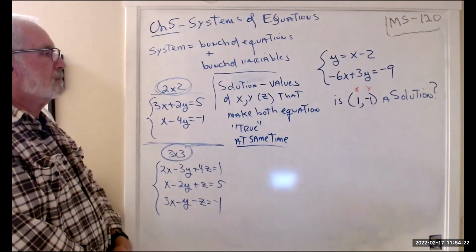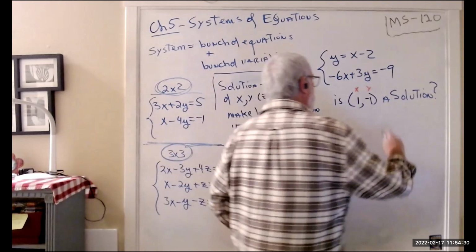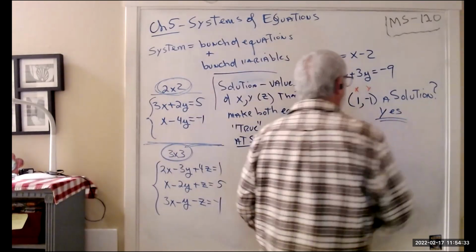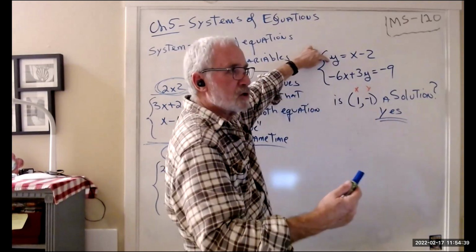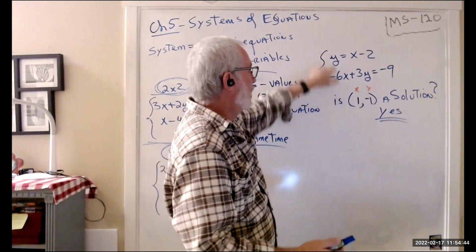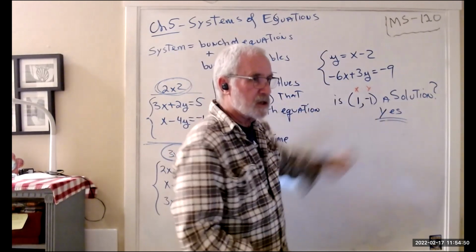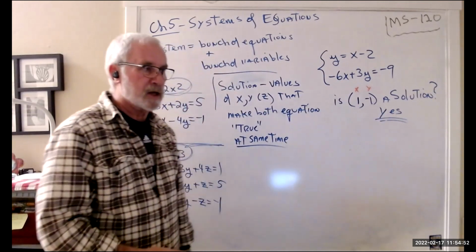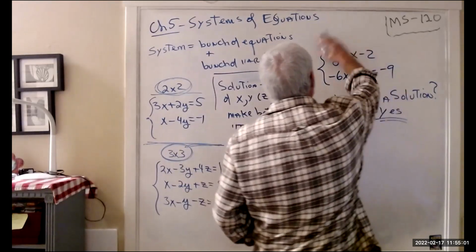Anybody want to take a shot? It is a solution, yes. Now, if you want me to go through the math, I will, but the answer is yes, because when you plug it in for the top equation, it makes it true. When you plug it into the bottom equation, it makes it true. So because both of these are true, the answer is yes, it's a solution. Does anybody want to see my arithmetic, or you've got to trust me on that? Trust. Okay, fine. That's what got us in trouble in Congress.